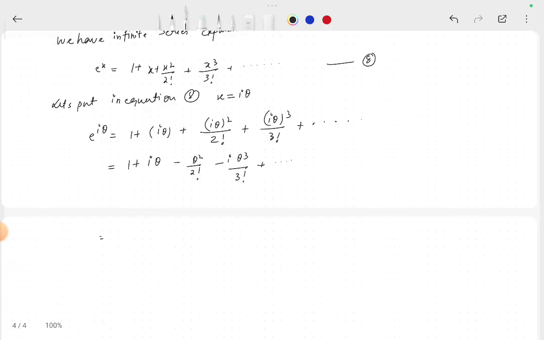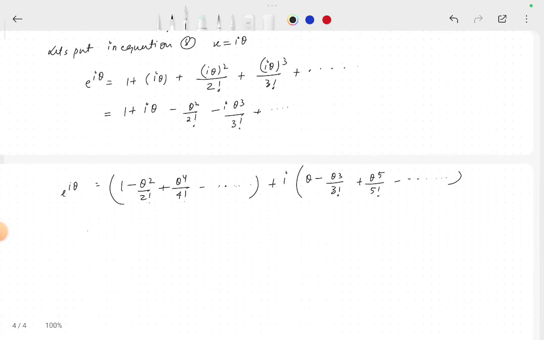So now e to the power i theta. Let's separate the real values and separate the imaginary values. So I get 1 minus theta square by 2 factorial plus theta to the power 4 by 4 factorial minus, and so on, and plus, if I write the imaginary part, that is equals to theta minus theta cube by 3 factorial plus theta to the power 5 by 5 factorial minus, and so on.